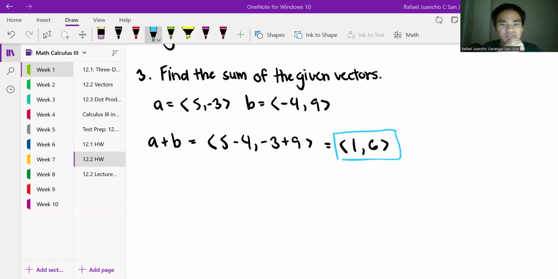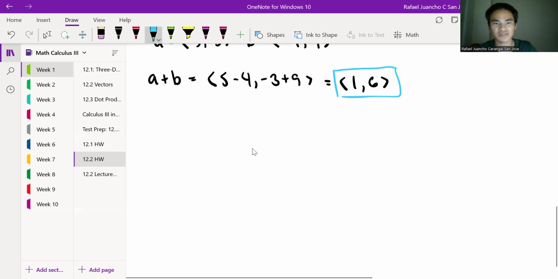And now here it says to illustrate it geometrically. Well, okay. So we want to illustrate it geometrically.